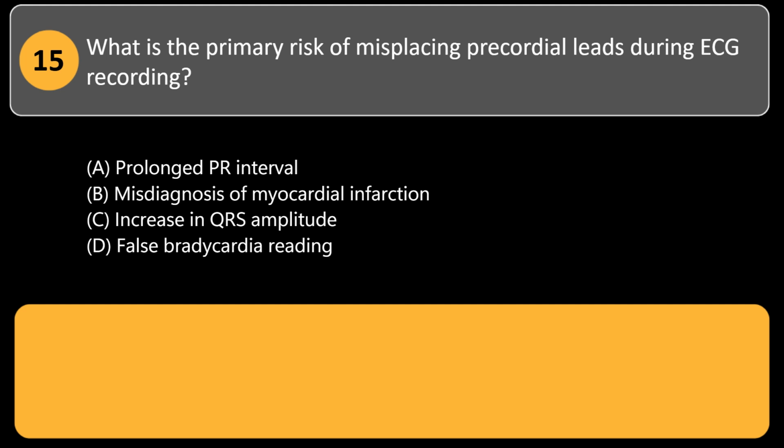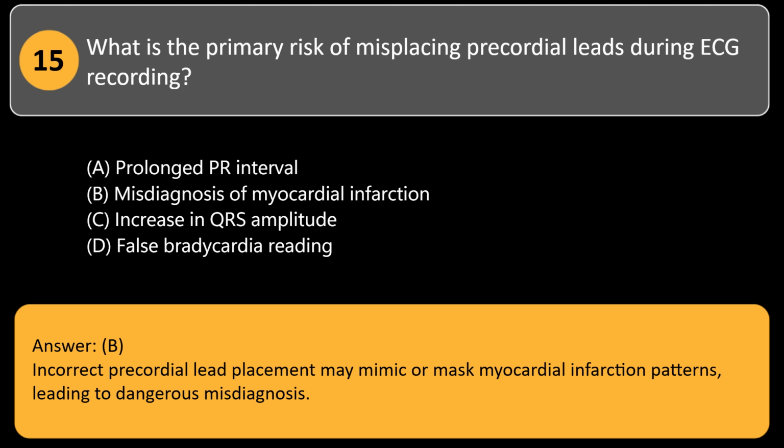What is the primary risk of misplacing precordial leads during ECG recording? A. Prolonged PR interval. B. Misdiagnosis of myocardial infarction. C. Increase in QRS amplitude. D. False bradycardia reading. Answer, B. Incorrect precordial lead placement may mimic or mask myocardial infarction patterns, leading to dangerous misdiagnosis.